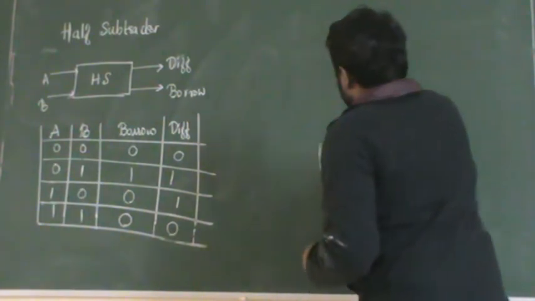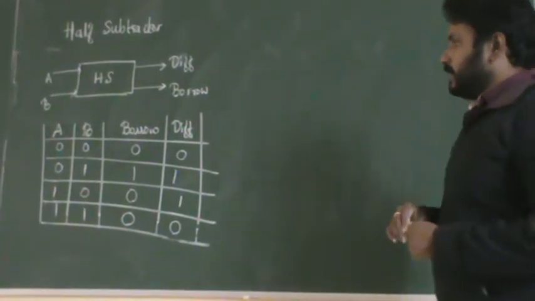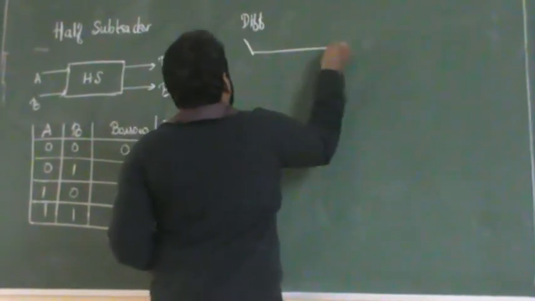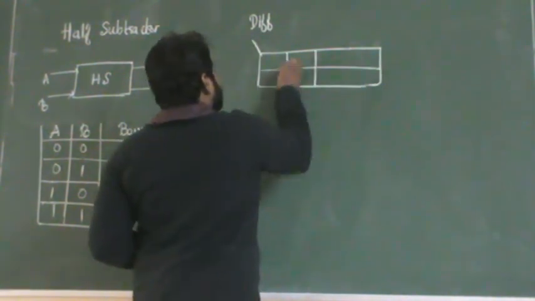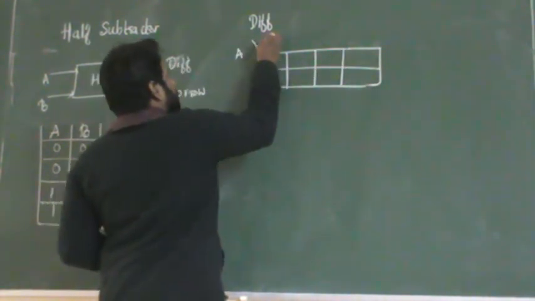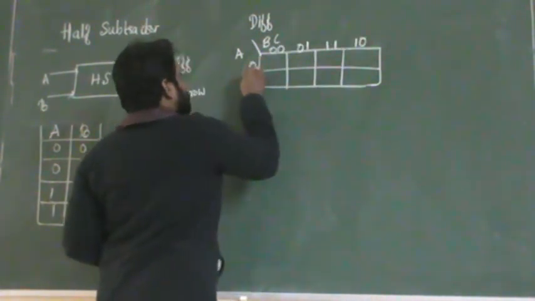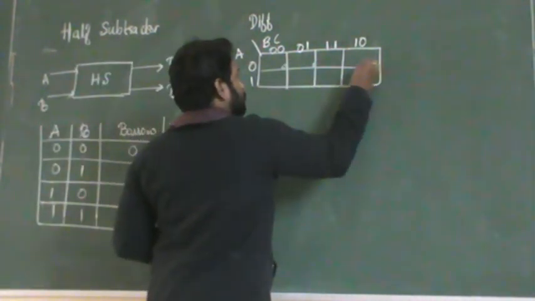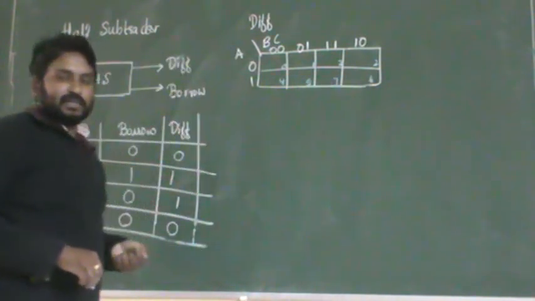Now again the same concept, whatever we have understood in the previous video, the same concept we are discussing now. I have to write the K-map for difference. So A, B, C, 0, 0, 0, 1, 1, 1, 1, 0, 0 and 1. Now I will write the cell numbers 0, 1, 2, 3, 4, 5, 6 and 7.